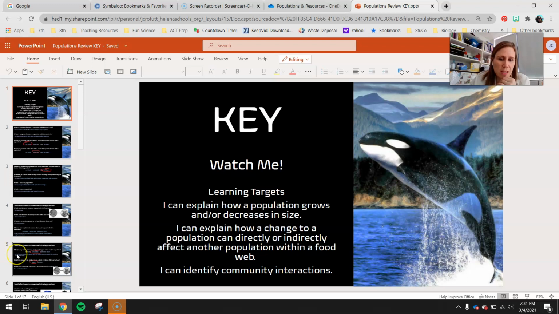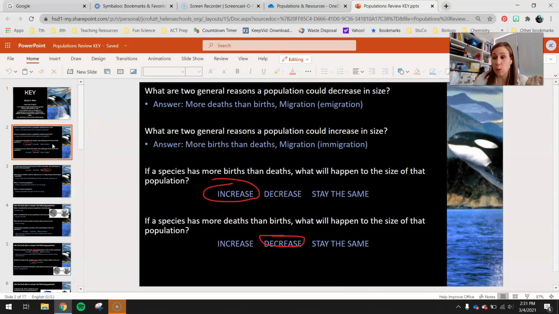But I'm just going to go through some of the answers on this key. You'll be able to check, and I'm going to do a lot of explanation, so you know why I'm answering the way I do, especially if you got it wrong. Okay, so moving on to the first slide, what are two general reasons a population could decrease its size?